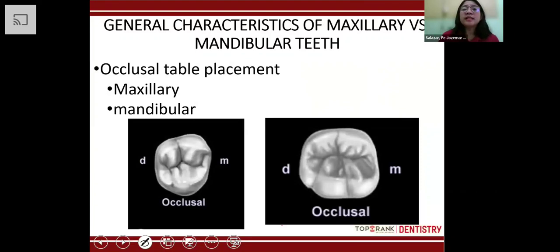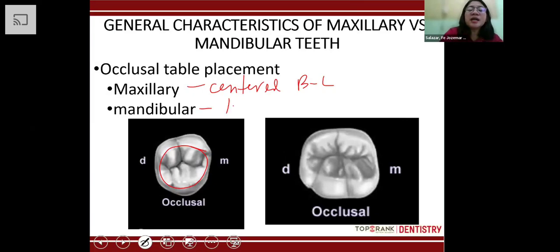Now, how about their occlusal table? It follows the same rule. Maxillary occlusal tables are centered buccolingually, while on a mandibular, yan, tingnan nyo, di ba nakagitna? While on mandibular posteriors, their occlusal tables are lingually displaced.